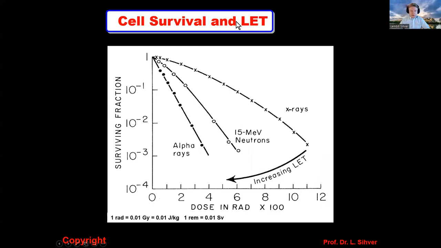So if you look at cell survival as a function of LET, this is survival fraction as a function of dose for the different LET: X-rays, 15 MeV neutrons, and alpha rays. And we can see here, when you increase LET, the surviving fraction is much less for the same dose. So if you compare X-rays, same dose, 2 rad, with alpha rays, the surviving fraction for alpha rays is much lower. So high LET particles are much better at killing cells, I would say.